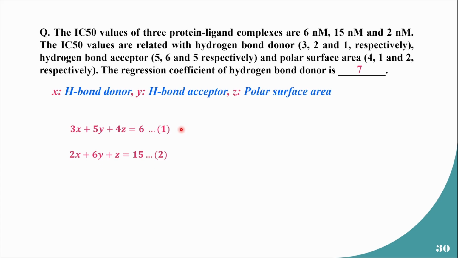Then again, for the second complex, basically you have 2 hydrogen bond donors, 6 acceptors, and 1 polar surface area. So you can just put like 2x plus 6y plus z equals 15. And then for the last one again, you can put x plus 5y plus 2z equals 2. So for 2 nanomolar, right? So you can just solve this equation, and then ultimately you should get the coefficient for hydrogen bond donor, which is in this particular case they are asking for the value of x here. Okay, so that's a numeric question.